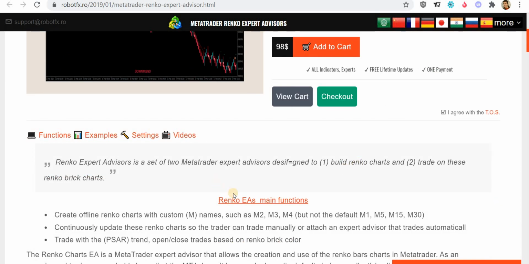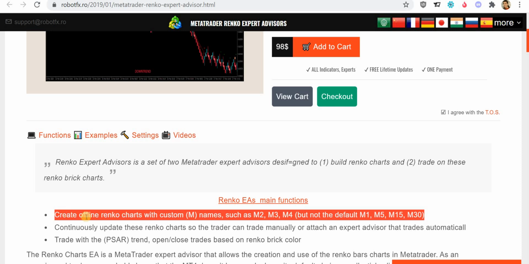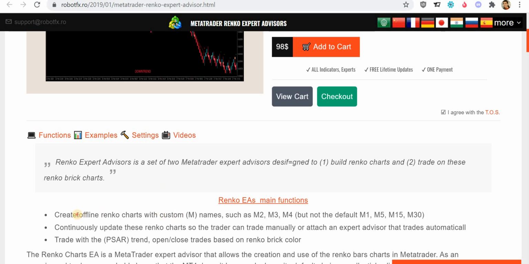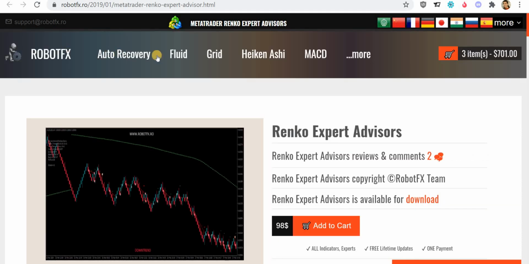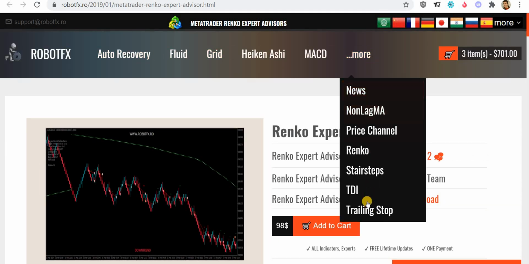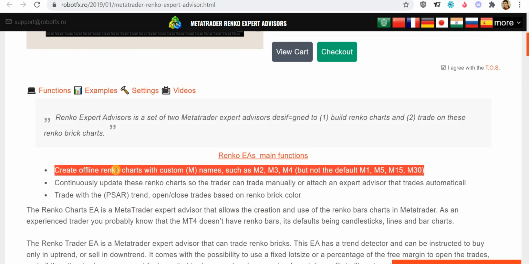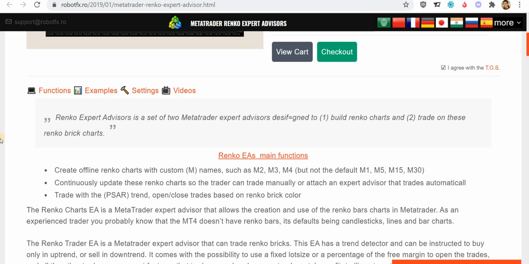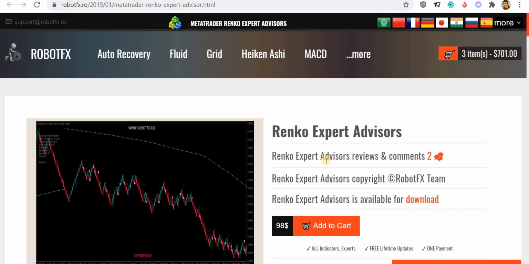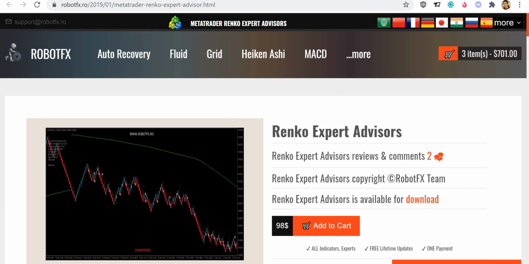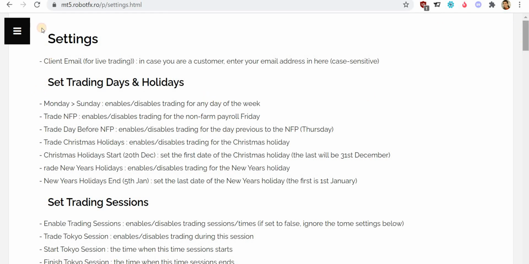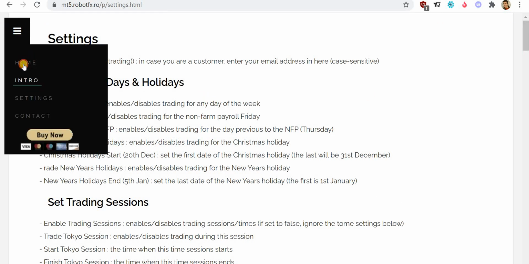But that's not the idea. The idea is that one of them creates the offline Renko chart. You know that Metatrader doesn't have Renko charts. So if you want to use any of the Metatrader 4 Expert Advisor on a Renko chart, you will have to purchase this first, the Expert Advisor that creates the Renko charts. So start here. We don't have a MetaTrader 5 Renko chart Expert Advisor. We only have this.